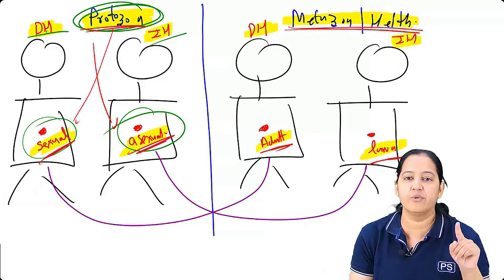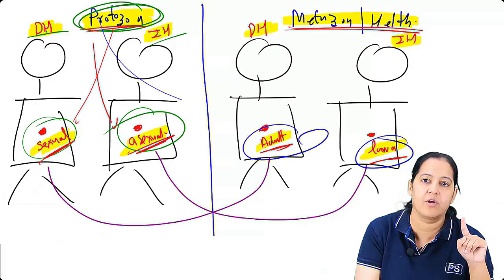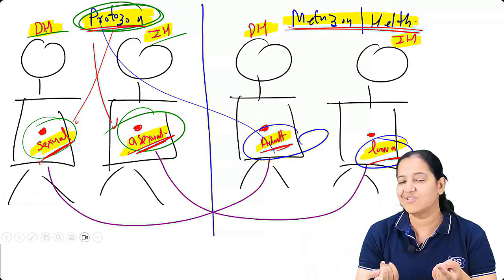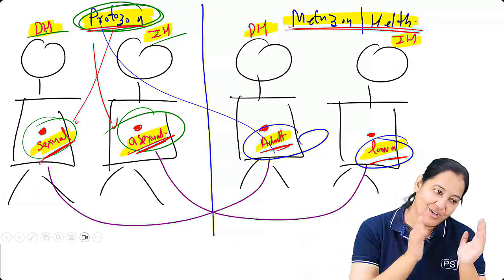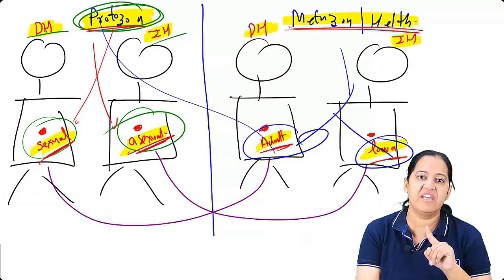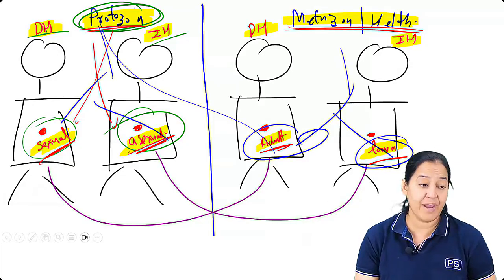And don't get confused. Adult and larva cannot be in a unicellular organism. If it is unicellular, then what adult and what larva? There is no adult and larva in unicellular. Adult and larva can be in multicellular. That's why this definition will fit here. I'm trying to super simplify.